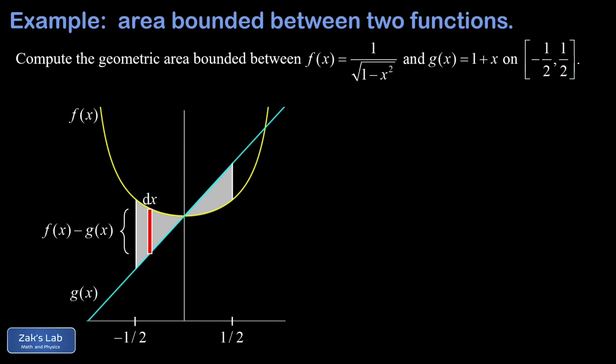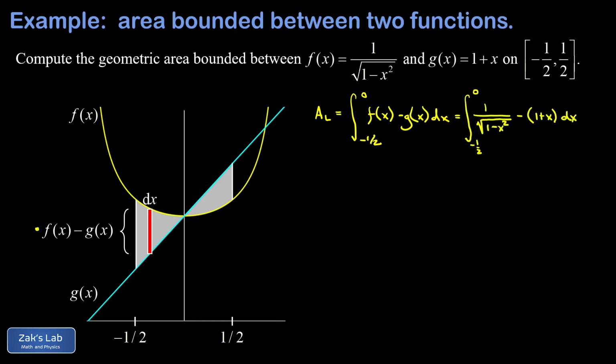And notice I also put the width of that little slice, dx, into the diagram. So I'm just going to call this left area AL, and that's given by the integral from -1/2 to 0 of f of x minus g of x dx. Again, the order of the subtraction there for the height of this little slice was done intentionally to produce a positive result for the area. So we plug in our functions, and we end up with this pretty ugly looking integral of 1 over square root 1 minus x squared minus the quantity 1 plus x on the interval -1/2 to 0.